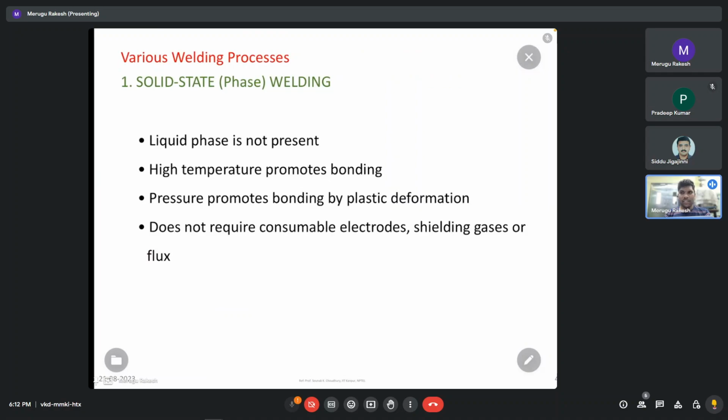Let us start with solid state welding. Basically, in this, liquid is not present. Whatever bonding happens is completely due to plastic deformation, such as high strain rate deformation. Here high temperature promotes bonding, along with pressure, and it does not require any electrodes, shielding gases or fluxes, which were required in arc or gas welding.